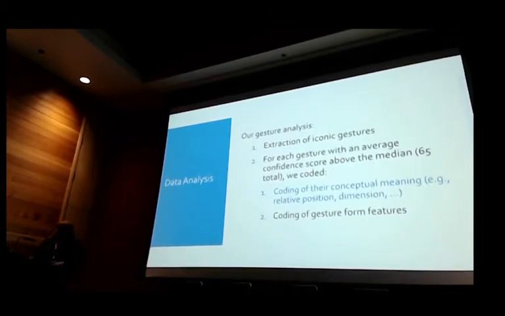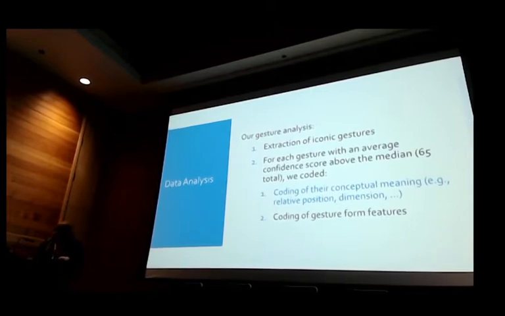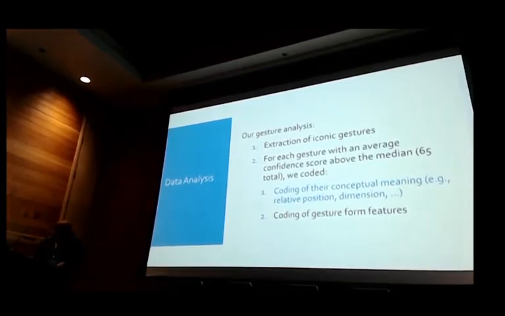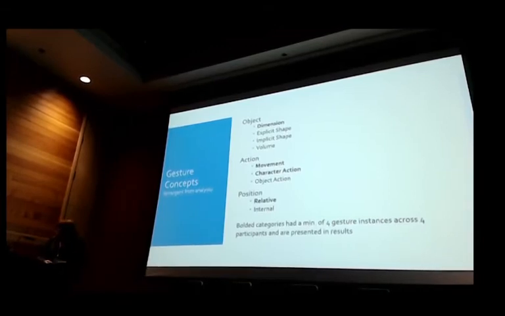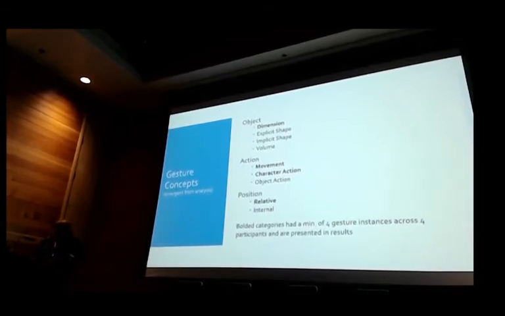So afterwards, we excluded all gestures below the median, which left us with 65 gesture instances, and we coded for their conceptual meaning. I won't describe all of these in detail, but these are, as emerged from our analysis, the different meanings provided by the gestures we extracted from the videos. The ones I have bolded here had a minimum of 4 instances across 4 participants and are presented in our results.